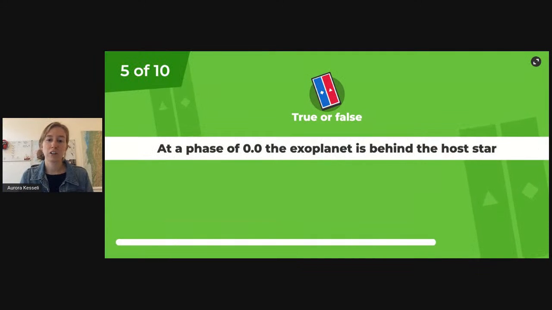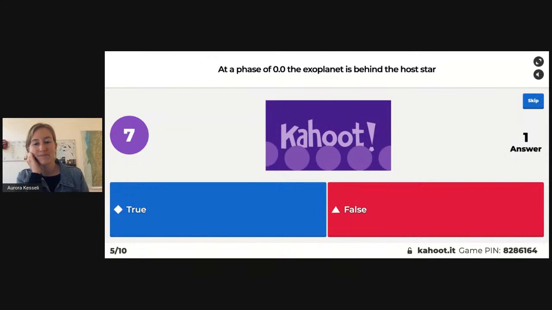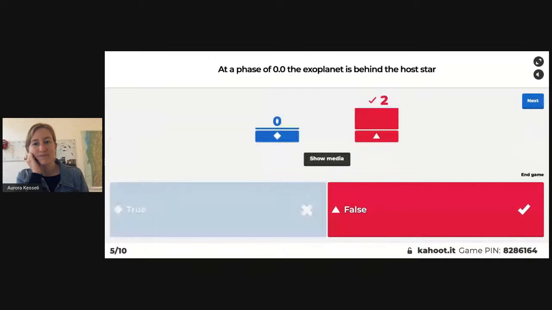At phase 0, the exoplanet is behind the host star. Oh, again, I'm so sorry, I forgot to change some of the times, it looks like. Okay. Again, I'll just explain the answer and then wait a little bit.